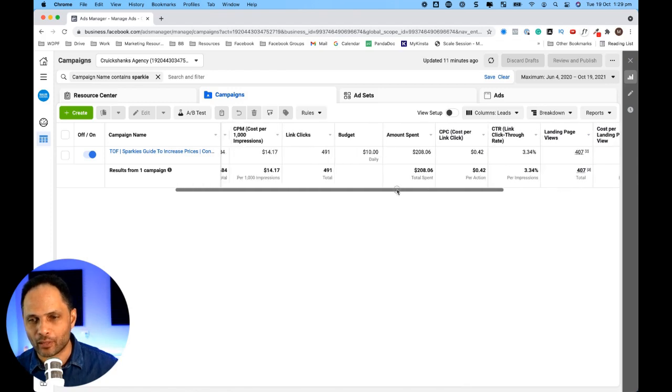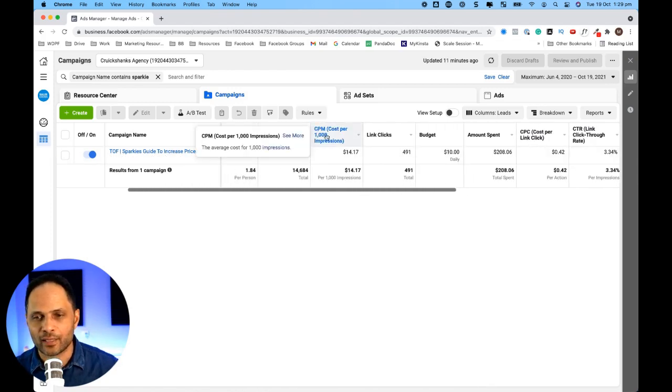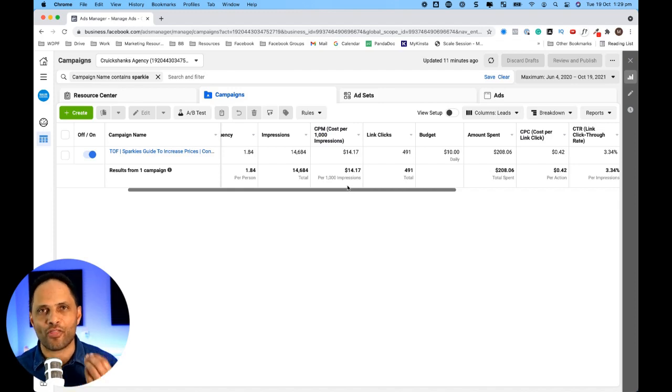What's the third number we need to look at? The third number is the CPM. This is how much does it cost to show your ad to 1,000 people? At the moment, they're paying $14.17. That is very cheap.